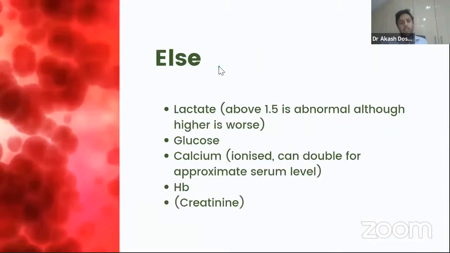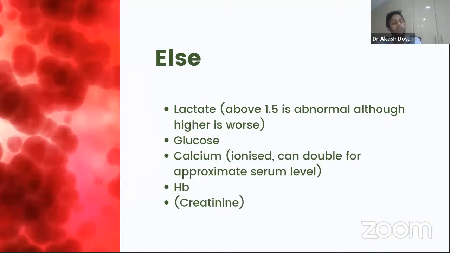Then we move on to else. So we're looking through every single parameter to make sure there are no particular abnormalities. And these are some of the ones I'm highlighting because they're the ones we'll commonly look at and commonly find abnormalities in. So lactate. Above 1.5 is abnormal, or higher is worse. On a venous blood gas, it might be up to 2.6 or so, and that can be physiological. But again, you should take it in the context of what your patient looks like and how old they are and how frail they are.